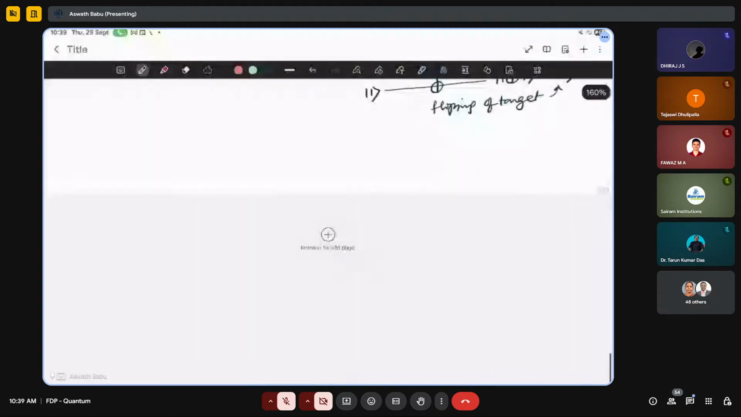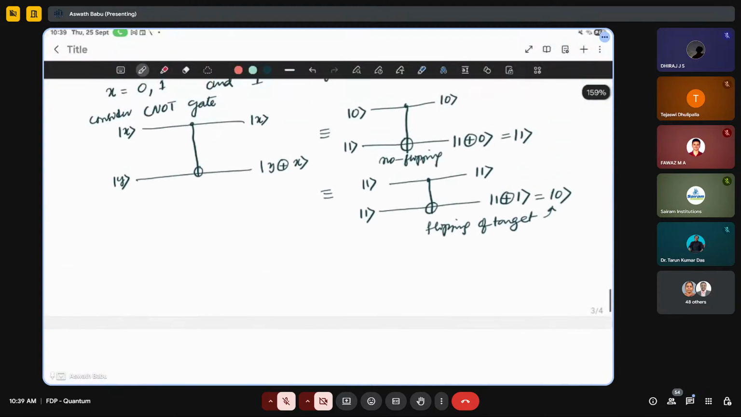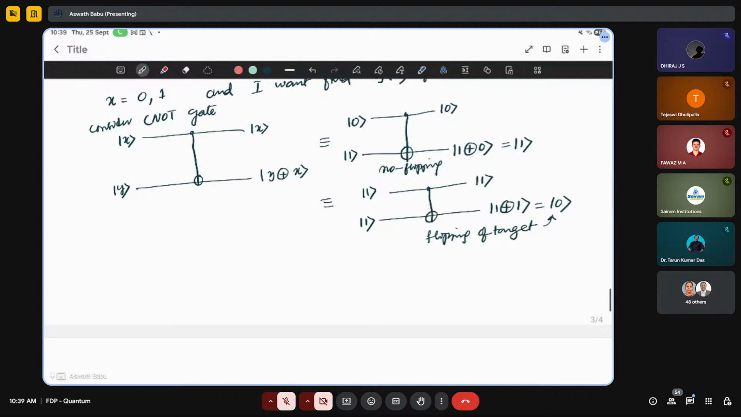Now, in a short or generic notation, I wrote this. What I wrote is, the target gets added by the control value with addition modulo.